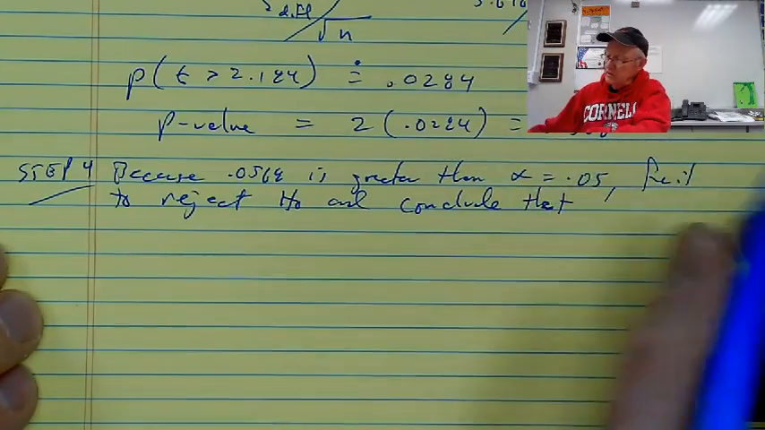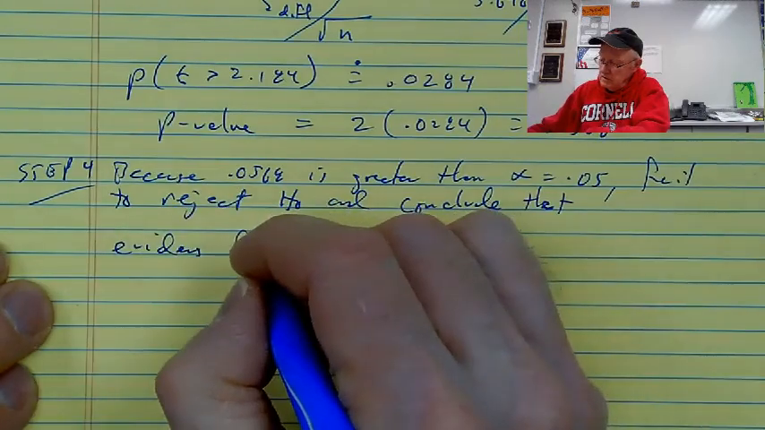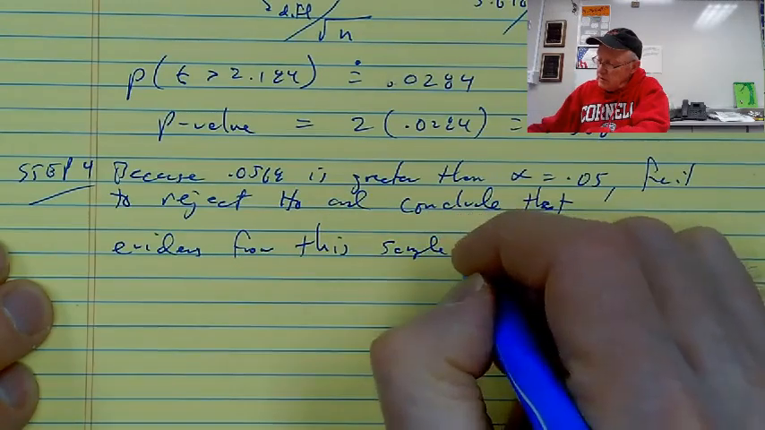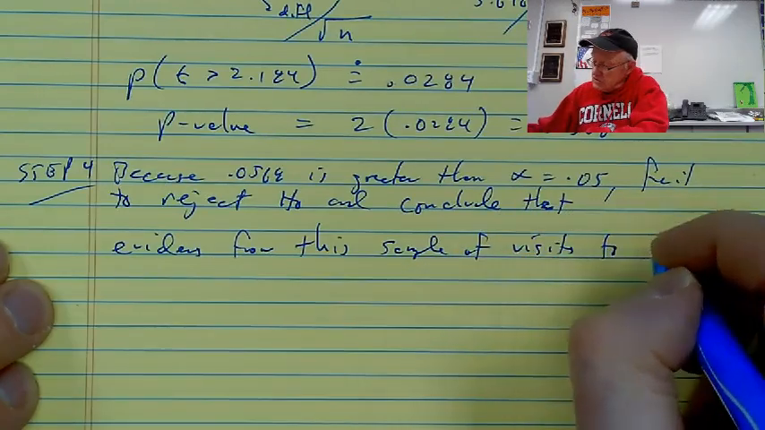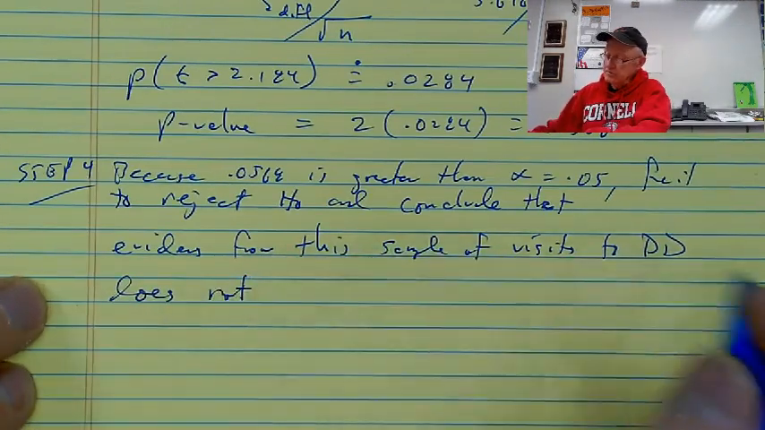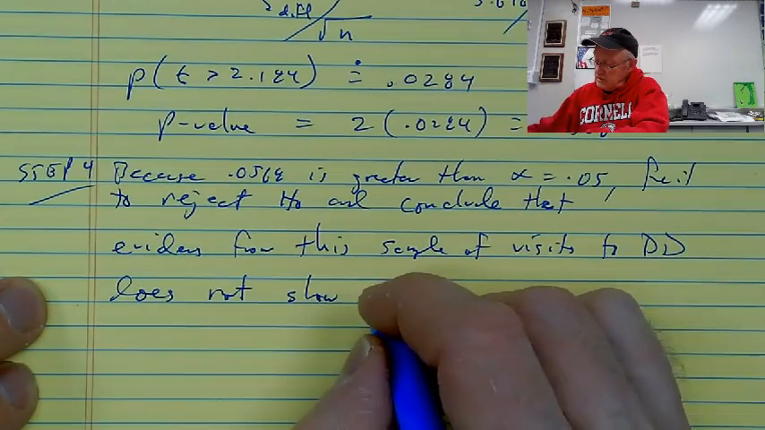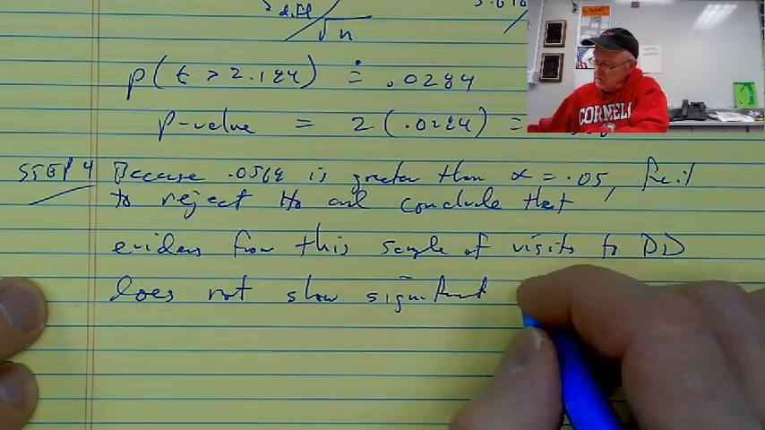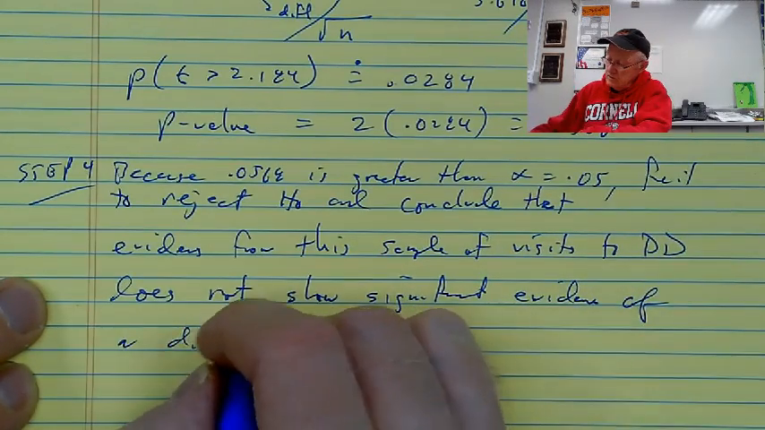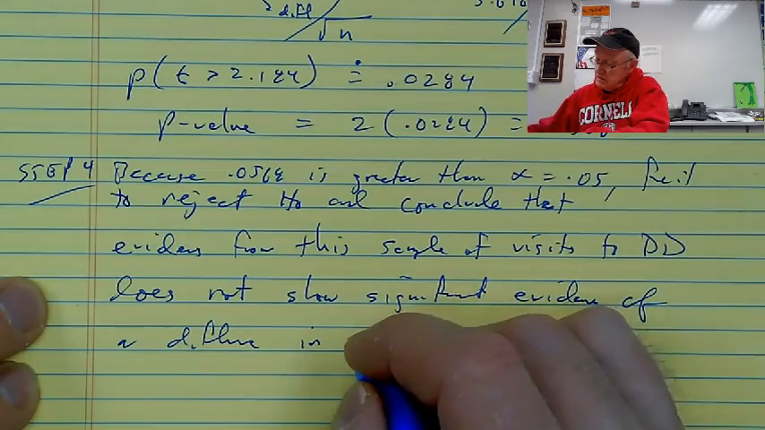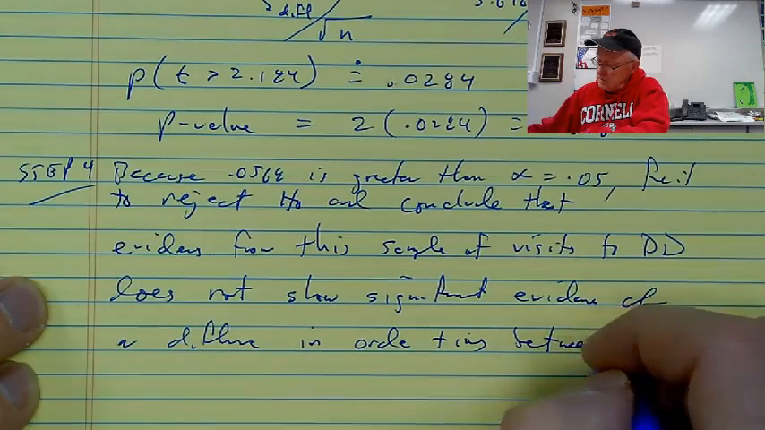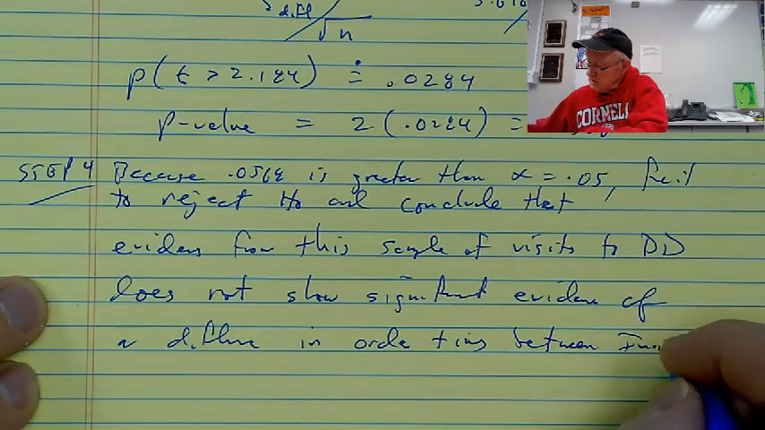from this sample of visits to Dunkin' Donuts does not show significant evidence of a difference in order times between inside and drive-through ordering.